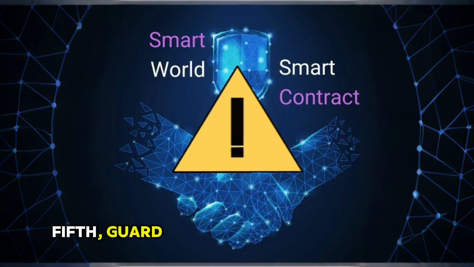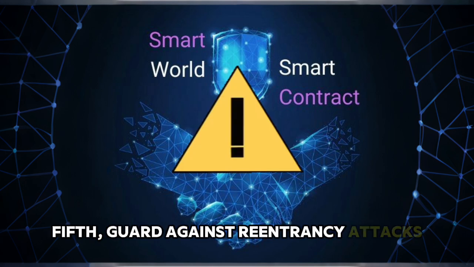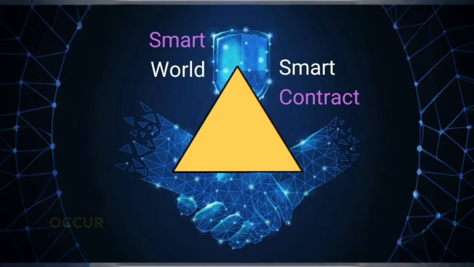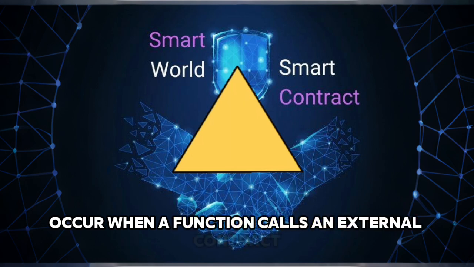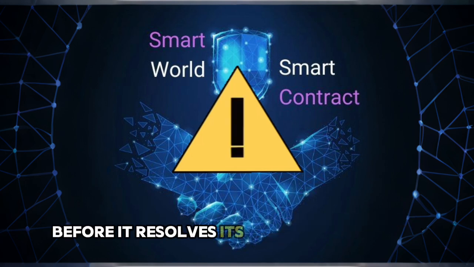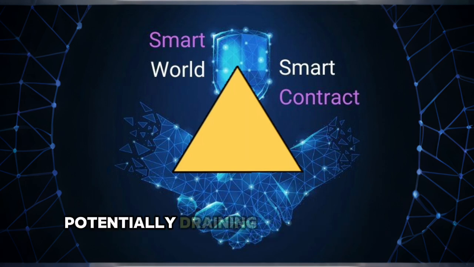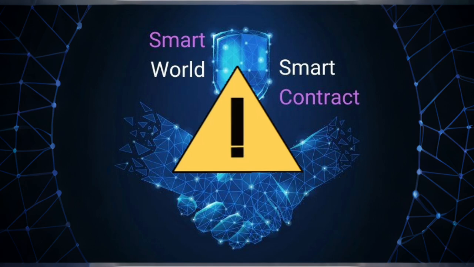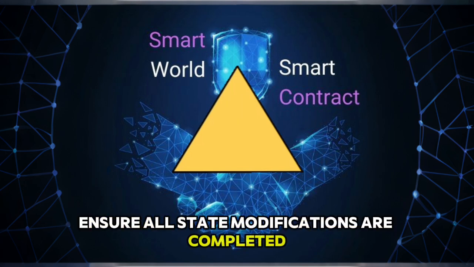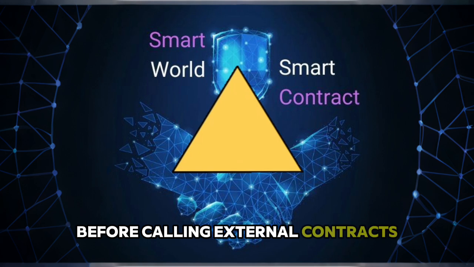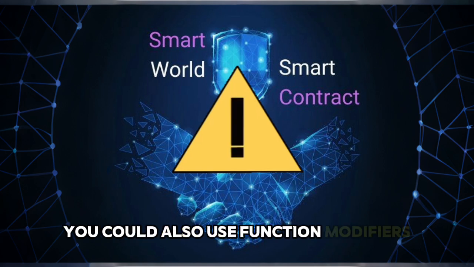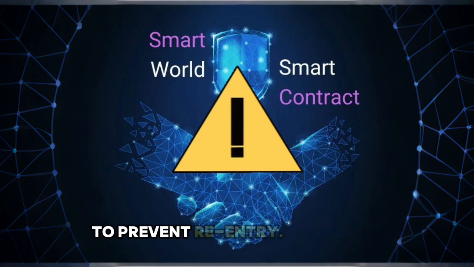Fifth, guard against reentrancy attacks. Reentrancy attacks occur when a function calls an external contract before it resolves its own consequences. This can lead to attackers repeatedly calling the function, potentially draining the contract of funds. To prevent this, ensure all state modifications are completed before calling external contracts. You could also use function modifiers to prevent re-entry.